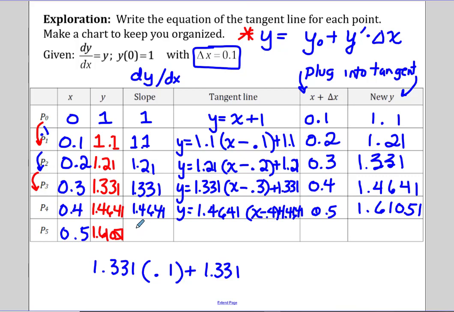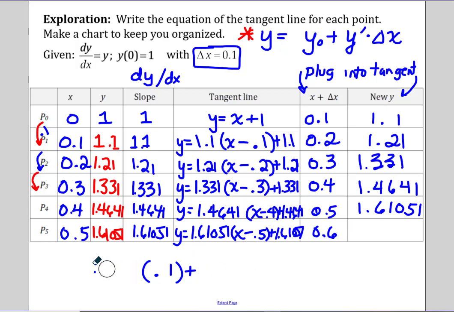1.61051, which is also our y value, and the equation for the tangent line times x minus 1/2 plus that 1.61051. We're substituting 0.6 in here, and if I write this last step out, substituting 0.6, we have 1.61051 times 0.1 plus 1.61051, and our final approximation looks like that.